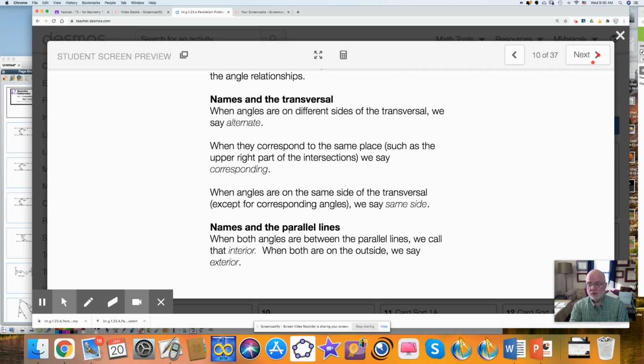Also, if the two angles fall in between the parallel lines, those would be interior. If they're on the outside of where those parallel lines are, those are exterior. And corresponding will have one that's interior and one that's exterior.